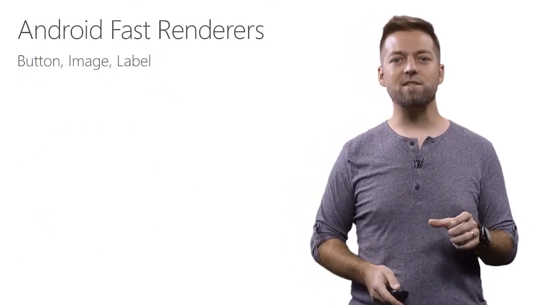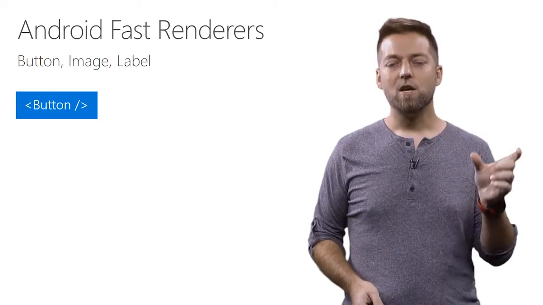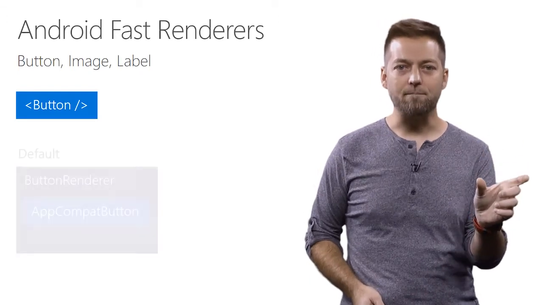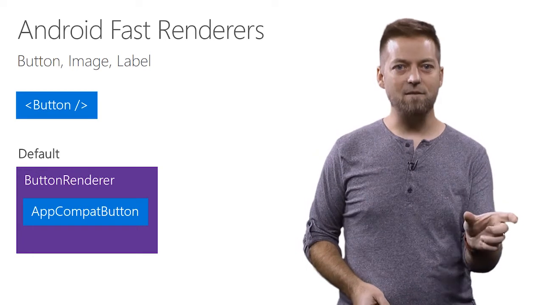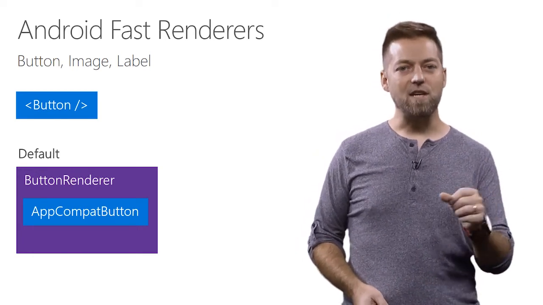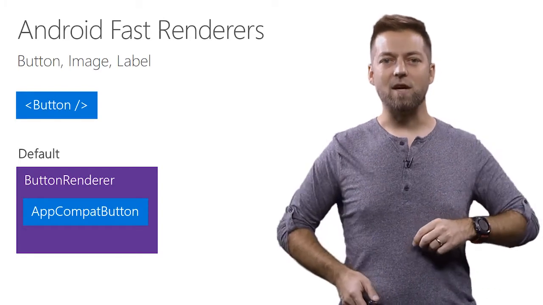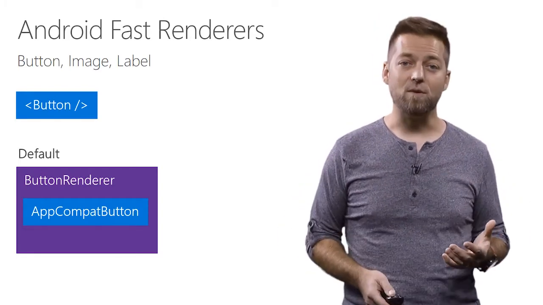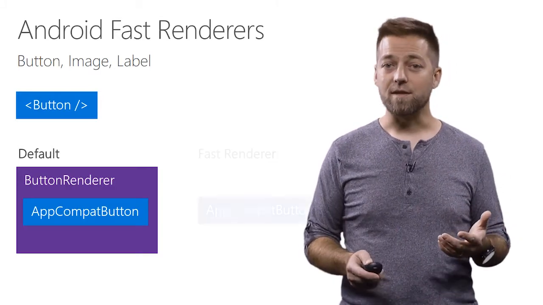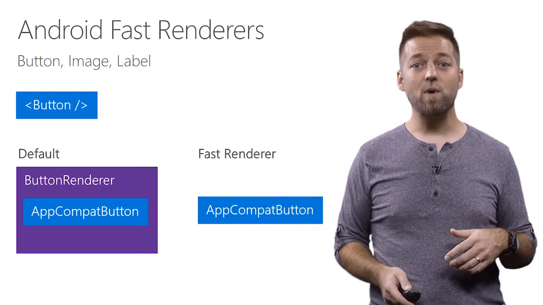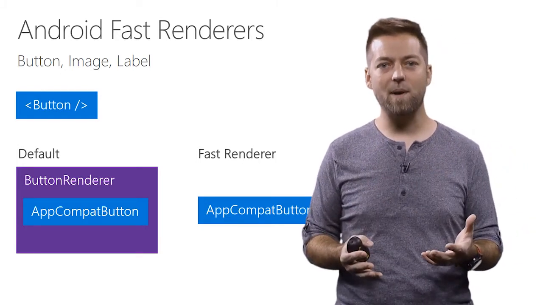So if you're familiar with the Xamarin.Forms platform renderer architecture, what this means is that when you ask Xamarin.Forms for a button, on the native platform, you're going to get a button renderer and then that native element. So on Android, for example, it's an app compat button. But that means that two views are now being inflated on Android. And if we can do anything to avoid that, we absolutely want to, so that we can optimize that whole process. So with fast renderers, we've refactored the renderer architecture to allow us to do that. So now you just get the app compat button.